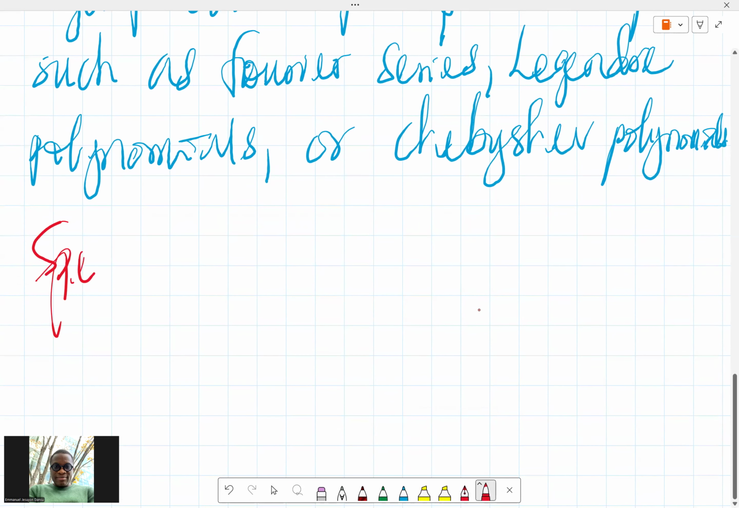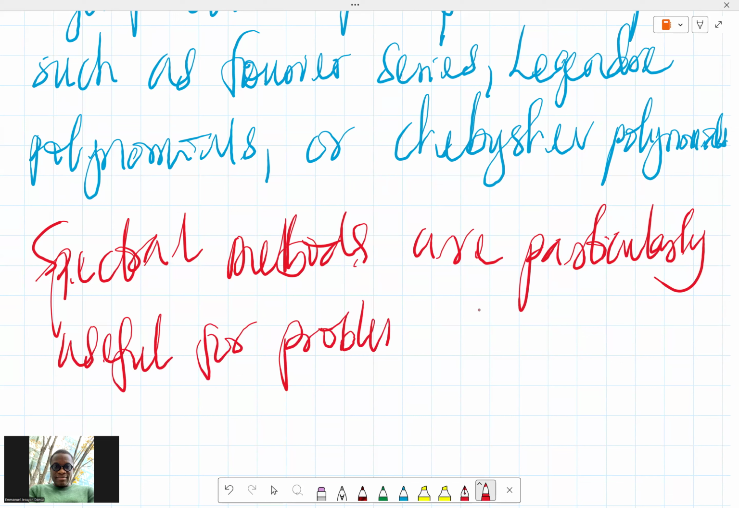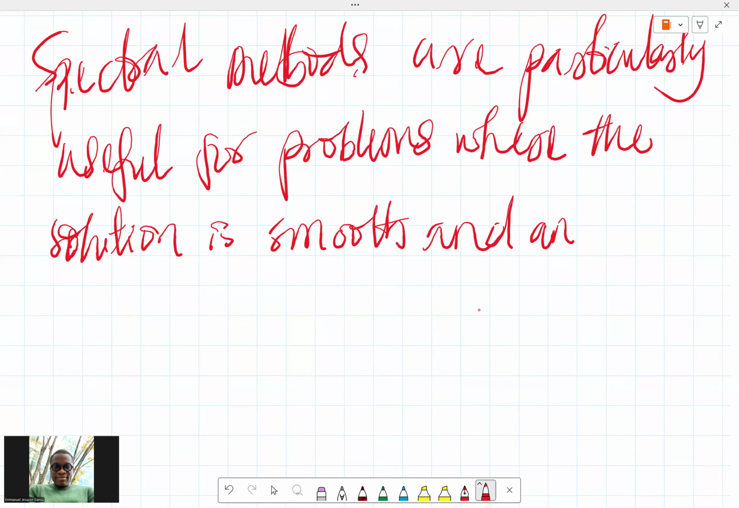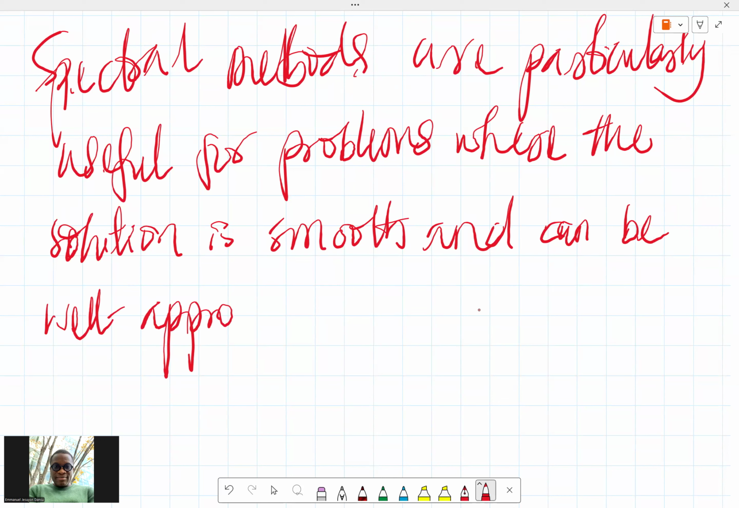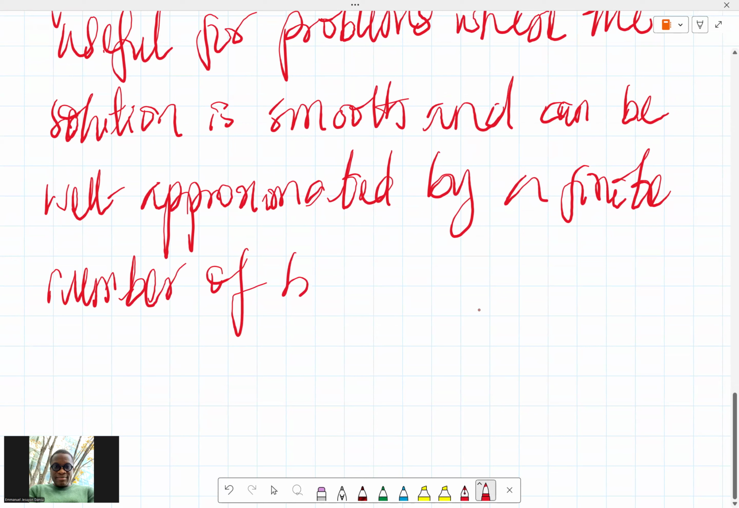Spectral methods are particularly useful for problems where the solution is smooth, and can be well approximated by a finite number of basis functions.